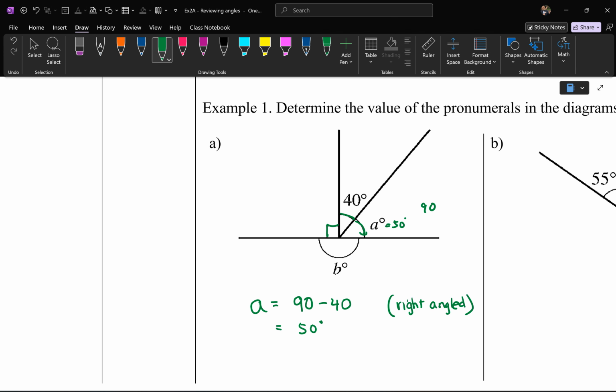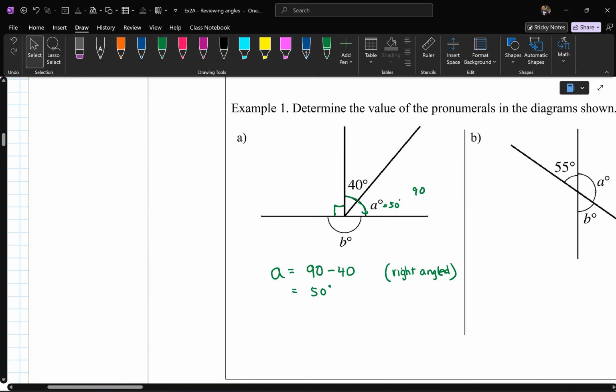This is to show me that you understand, one, you can identify the problem, because some students may not and they just guess it. You're able to identify that's a right angled problem, and that's why 90 minus 40 gives me the leftover. So 90 minus 40 should give me 50 degrees. That's why I know A is 50.